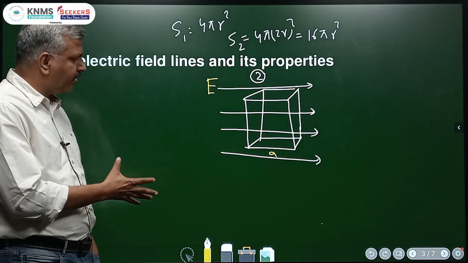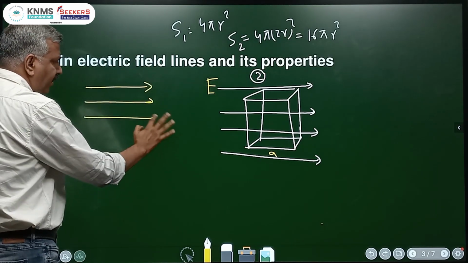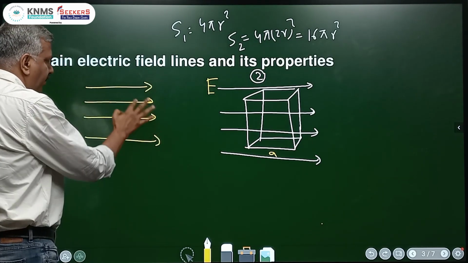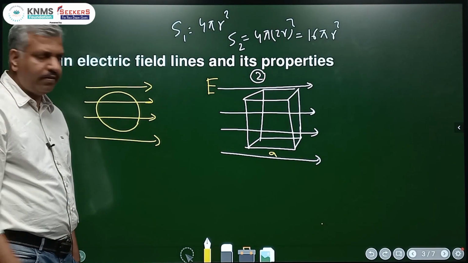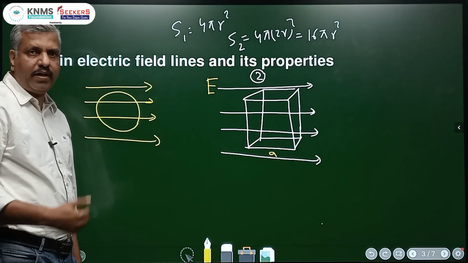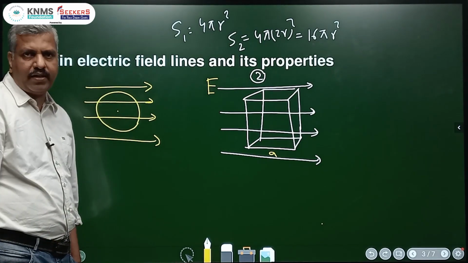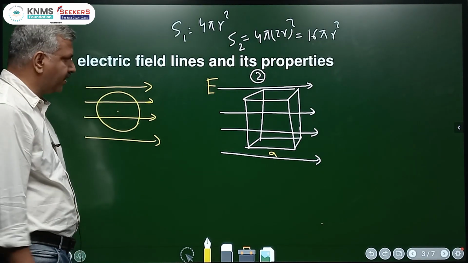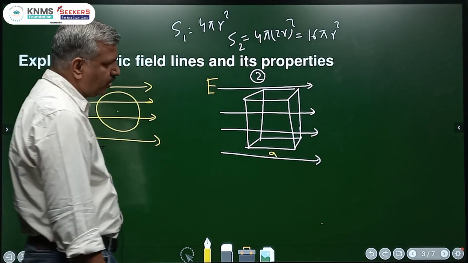Not just necessarily a cube. Suppose this is a region with an electric field. A three-dimensional object of any dimension, any shape, will have a net flux equal to 0. That is a very important law which we will learn later. There will be a net flux only if there is a charge inside. If there is no charge inside, there will be no flux. Anyway, let me explain to you how. This is a sphere, this is a cube.